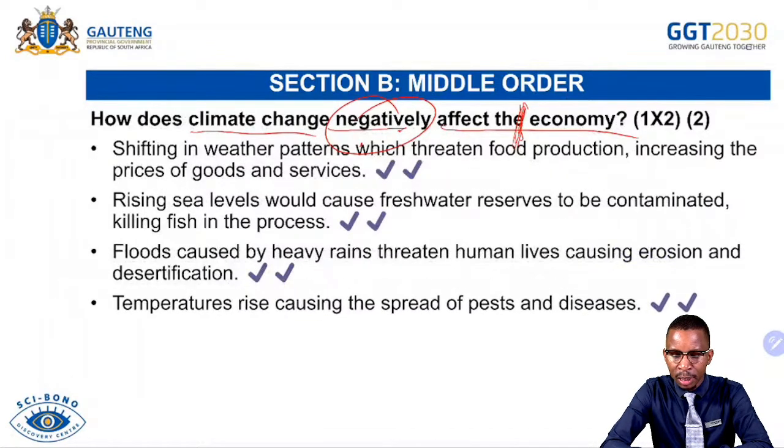Temperatures rise, causing the spread of pests and diseases. So if temperatures are rising very, very fast, that will lead to the death of crops. That will lead to less harvest, that will lead to less production within the agricultural sector, leading also to the death of livestock under farming, and that will affect the economy in a bad way.